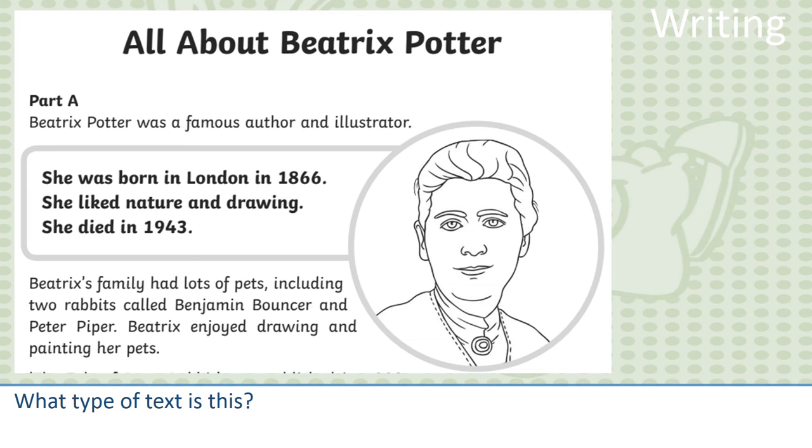Okay, so in our writing for today, we're going to be doing some writing about the author who wrote about Peter Rabbit. For this text type, I want you to have a think about what kind of text type you think it could be. The title is All About Beatrix Potter, Part A. Beatrix Potter was a famous author and illustrator. And then I'd like you to pause here and read the rest of this text type, please. So pause me now.